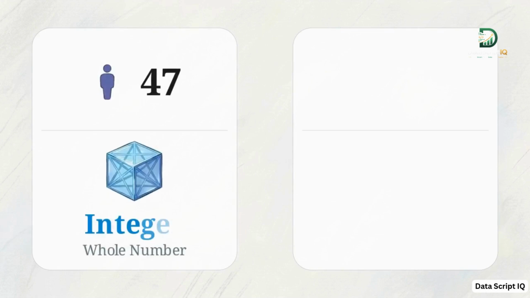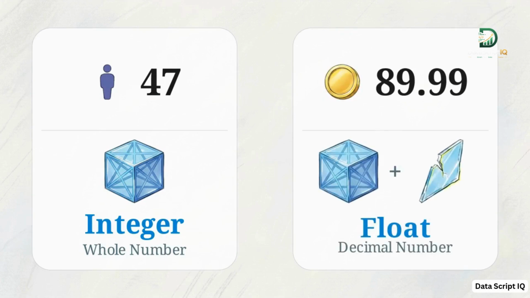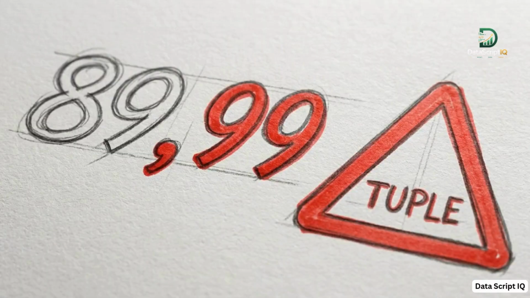Python handles these values differently. We have 47 learners, which is an integer, a whole number used for counting. Next to it is our course fee of $89.99, a float, a decimal number used for measurements or currency. When typing floats in Python, always use a period for the decimal. Using a comma will change the data structure and cause your calculations to fail.